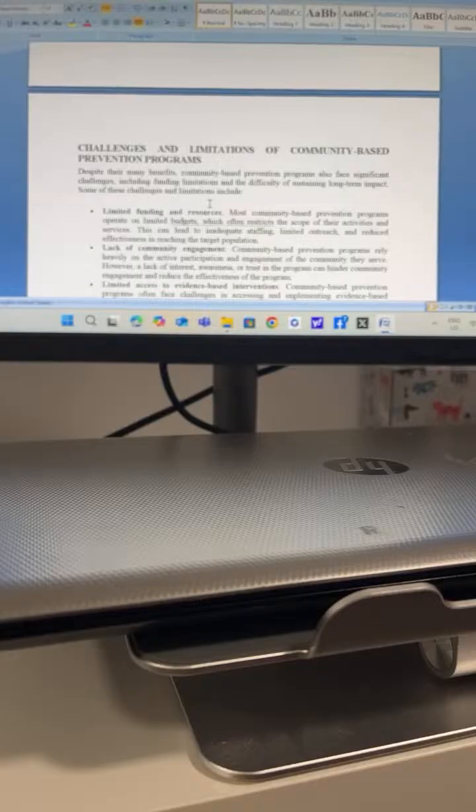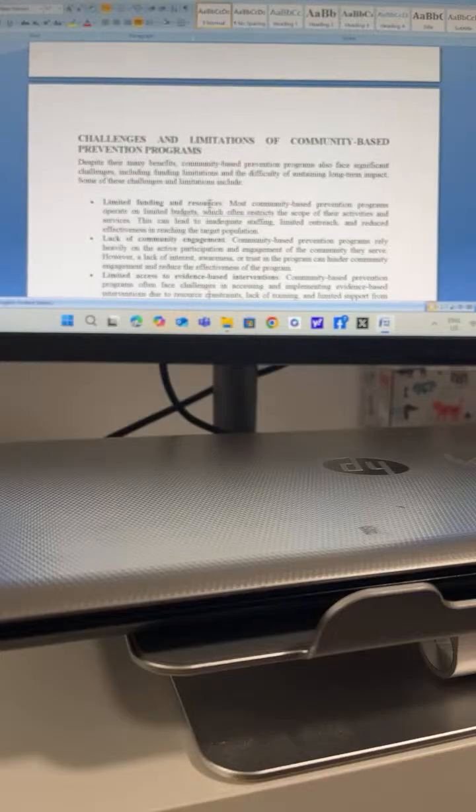Lack of community engagement. Community based prevention programs rely heavily on the active participation and engagement of the community they serve. However, lack of interest, awareness, or trust in the program can hinder community engagement and reduce the effectiveness of the program.